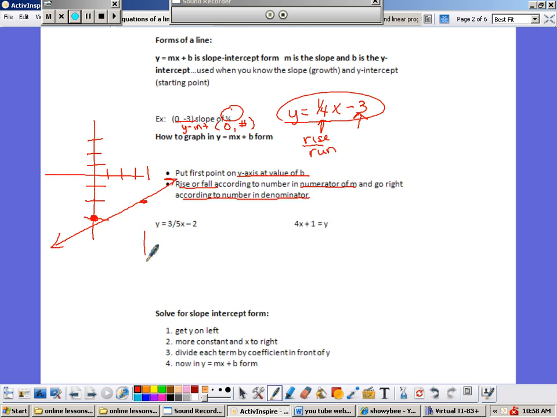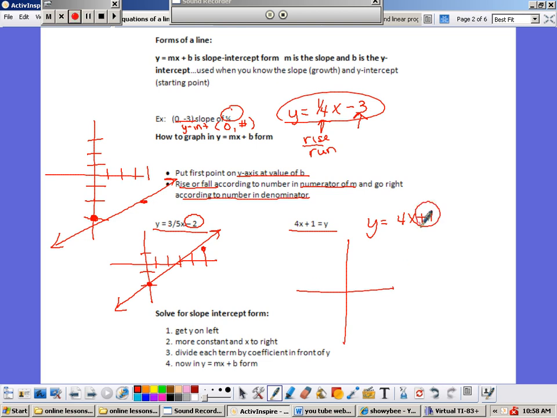So let's practice a little more. I'm going to start at -2 on the y. I'm going to rise 3, 1, 2, 3, and I'm going to run 5, 1, 2, 3, 4, 5. Now look, I'm leaning to the right. It is a positive slope, so I should be leaning to the right. So before I draw the line, I want to make sure that I'm leaning in the right direction. Now, this one doesn't look exactly the same as this one. It's just flipped over, so we're just going to flip it back.